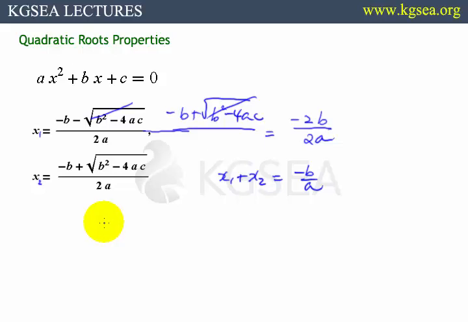So let me give you an example. Suppose you have 7x squared plus 11x plus 13. I'm trying to make it as prime as possible here. So they want to know, find the roots and add them. So what do you do? You don't find the roots and you don't add them. You say, oh, it's negative 11 over 7. See, negative b over a. That's all you do.